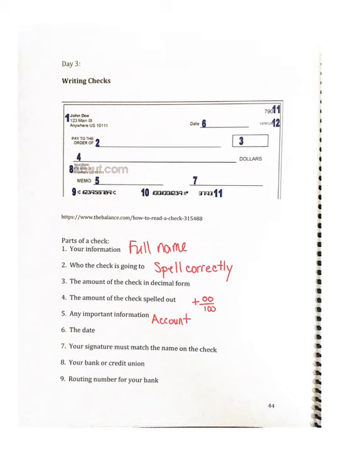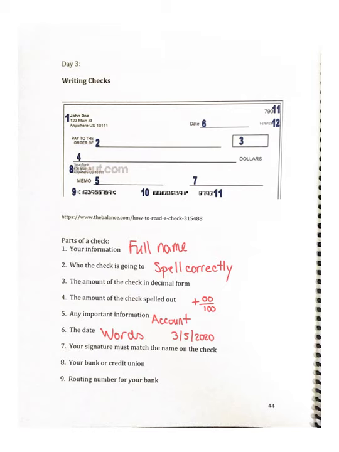Number 6 is the date, and with the date, you can either write it out in words or you can write it out like this. We want to include, again, the month, the day, and the year. And then for number 7, it's your signature. Your signature should match the way that it is written out on number 1 for your check.